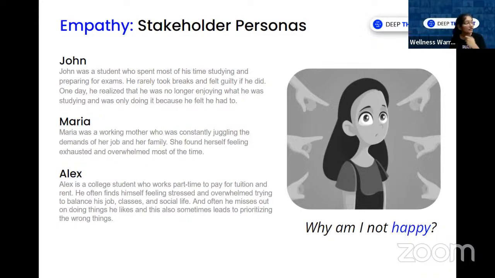The third story is Alex, a college student who worked part-time to pay for tuition and rent. He found himself feeling stressed and overwhelmed, trying to balance his job, classes, and social life, lots of things. He missed out on doing the things he really likes. He wanted to do lots of things in terms of his hobbies, but was not able to. He doesn't know how to prioritize, and because of all this, people were wondering why they are not happy. What leads to the problem?